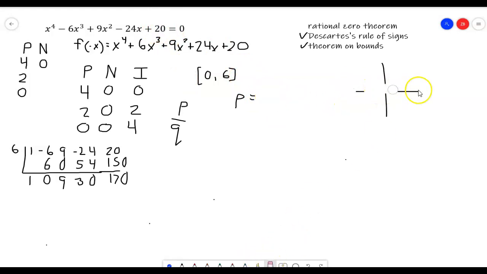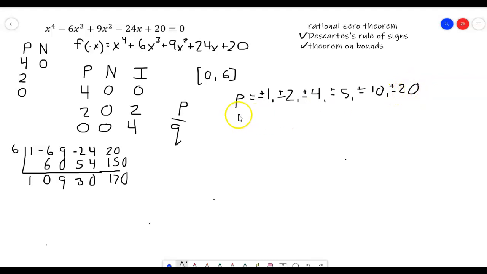So let me erase this here. So P is, what are all the factors of 20? So plus and minus 1, plus and minus 2, plus and minus 4, getting ahead of myself, sorry. All the numbers that go into 20, plus and minus 5, what else goes into 20? Plus and minus 10, and plus and minus 20, right?